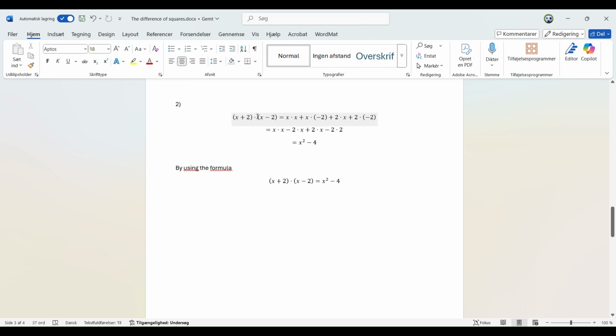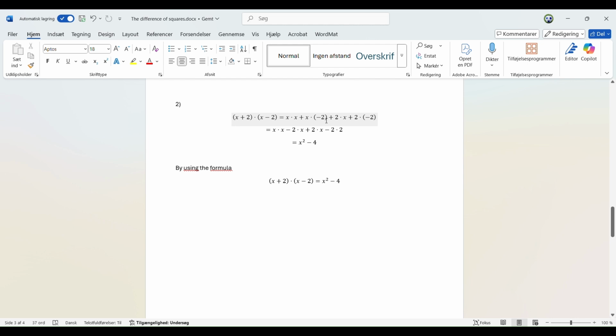We say x times x, that is this term, plus x times minus 2, that would be this term, plus 2 times x, that is this term, and plus 2 times minus 2, that would be this term. Once again, plus and minus equals minus, so we get minus in front of this expression.